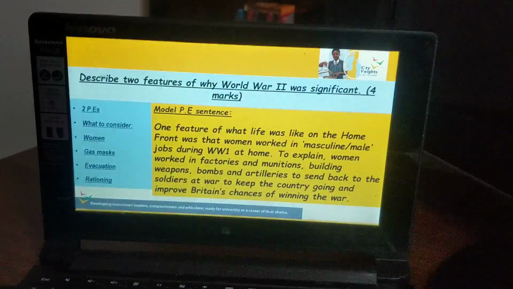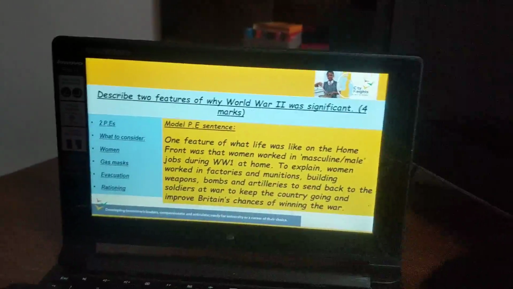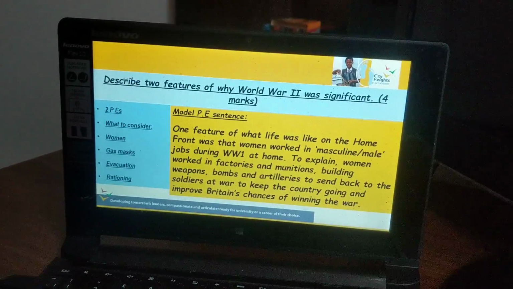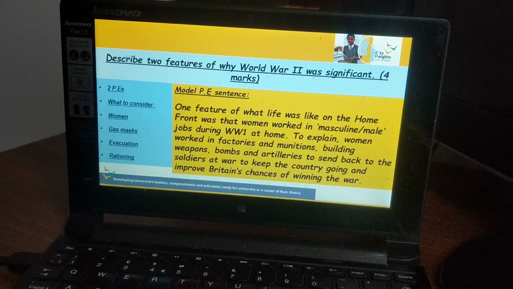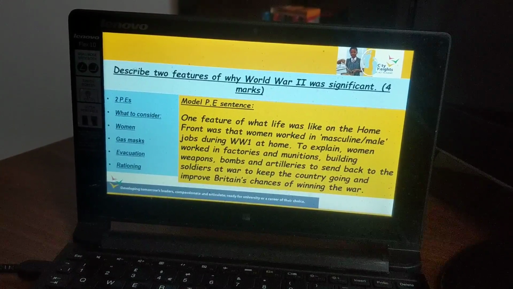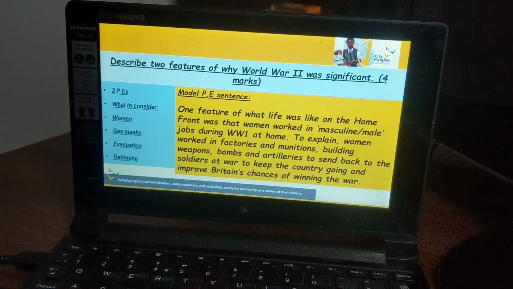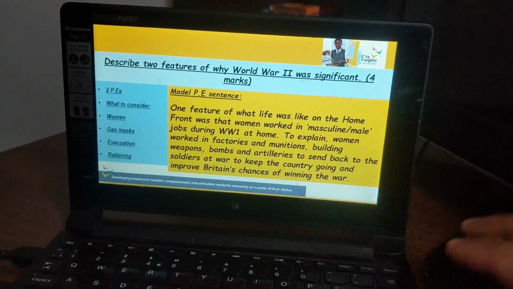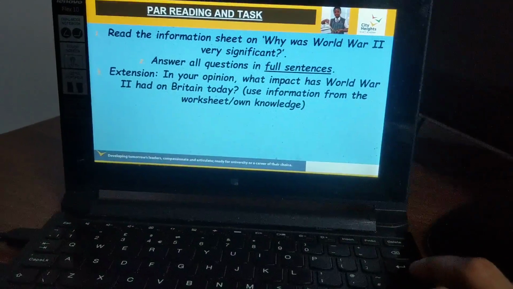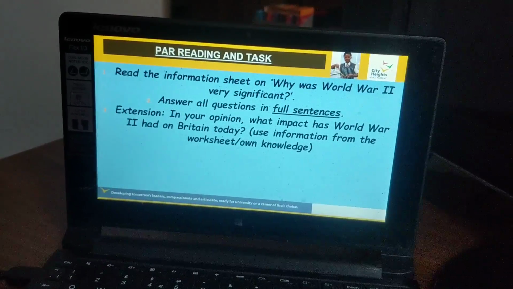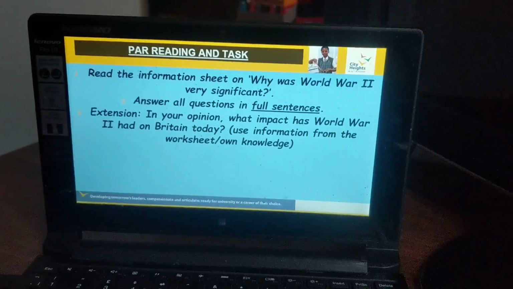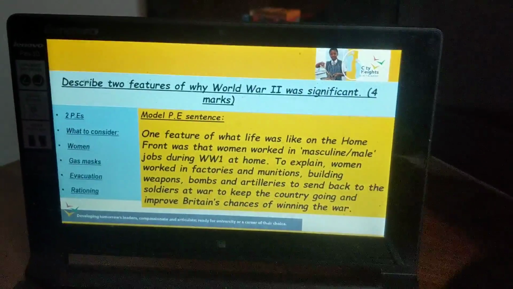Okay, moving on. The exam question for today's lesson, which I want you to do on that document, is: describe 2 features of why World War II was significant. It's a 4-mark question. My advice to you would be, make sure you answer all the questions from the worksheet. If you do that successfully and really well, you will have the skill and the knowledge to do this question.